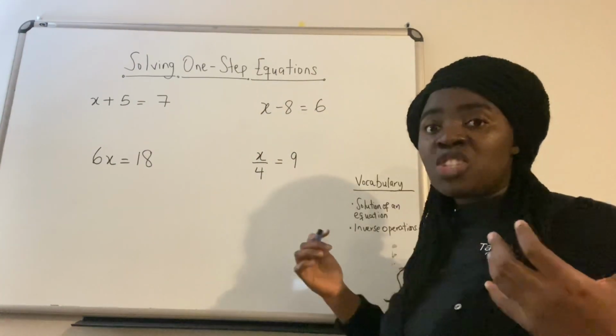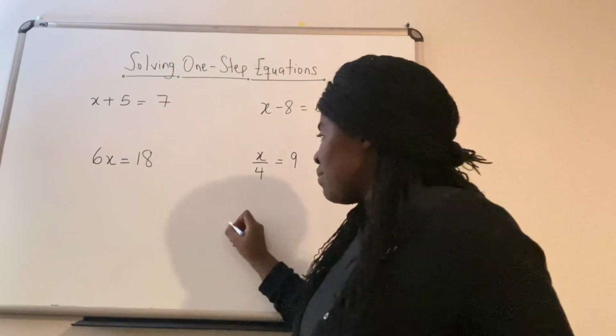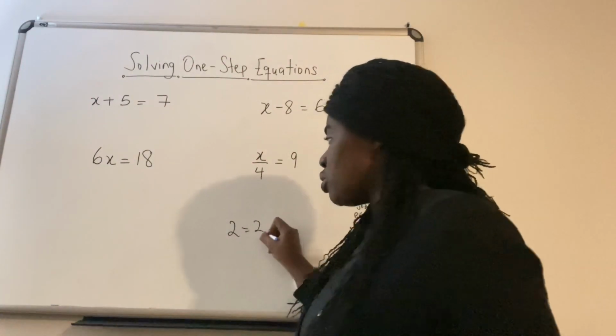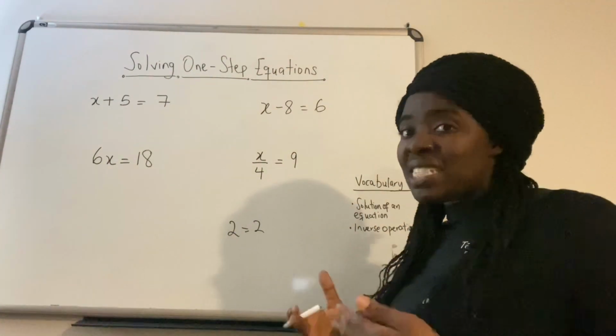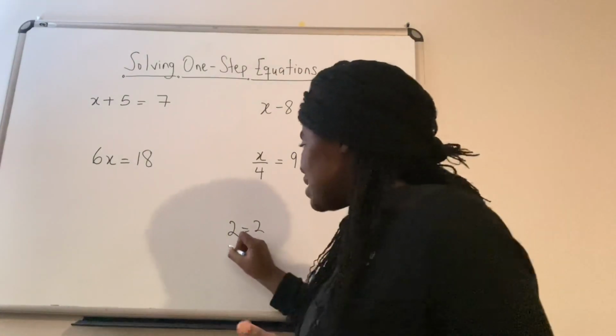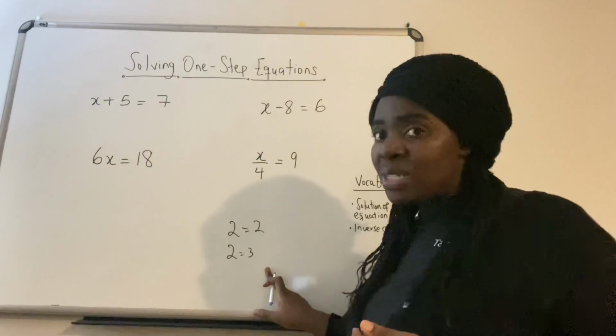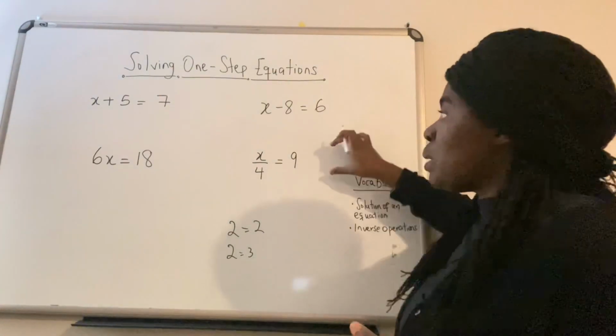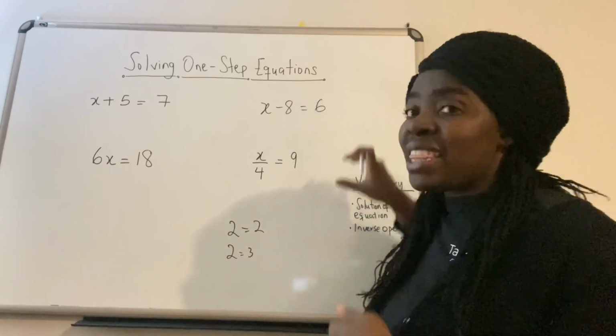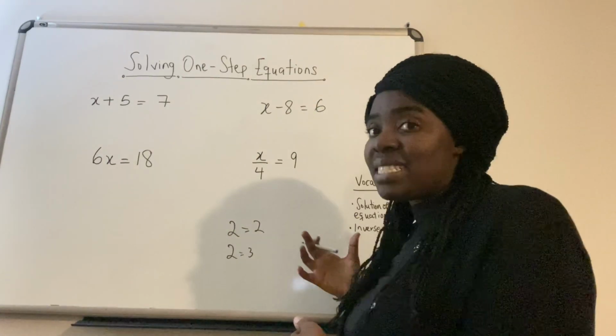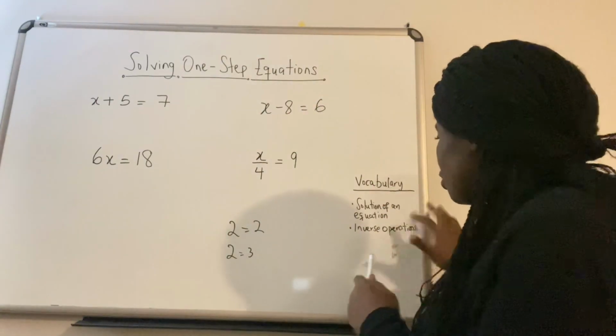What does it mean for an equation to be true? Well, let me give you an example. If I say 2 is equal to 2, this is a true equation because 2 is in fact equal to 2. But if I said 2 is equal to 3, this is a false equation, okay, because 2 is not equal to 3. So basically, we want a number that when we plug in, the left side is the same thing as the right side. All right, so that's what we mean by solution of an equation.